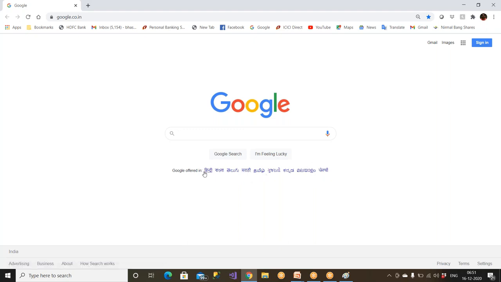So how come Google offered in these languages? What is the meaning of this? Google is supporting Unicode data. Clear? If Google does not support Unicode data, then you cannot search in these languages. Am I clear? It is very, very important.